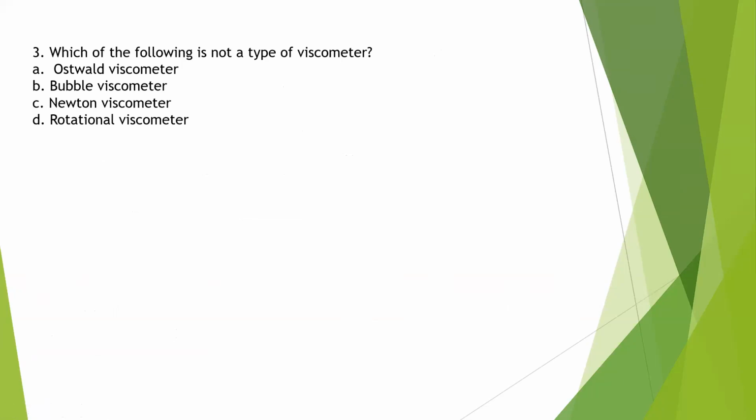So next question is, which of the following is not a type of viscometer? Postwald viscometer, bubble viscometer, Newton viscometer, or rotational viscometer? So I will give you 2 minutes. Just write your answers in the chat box.